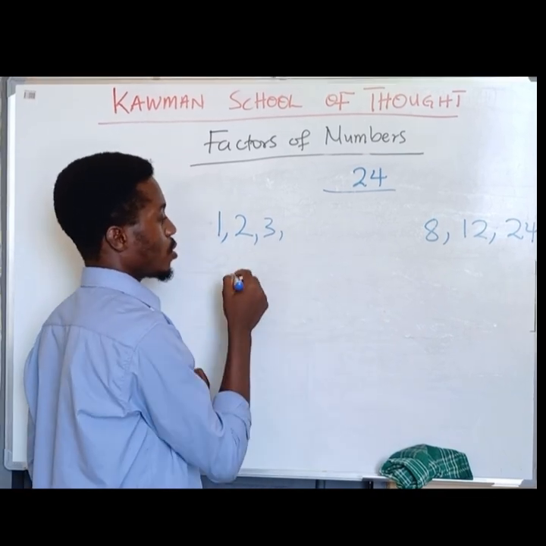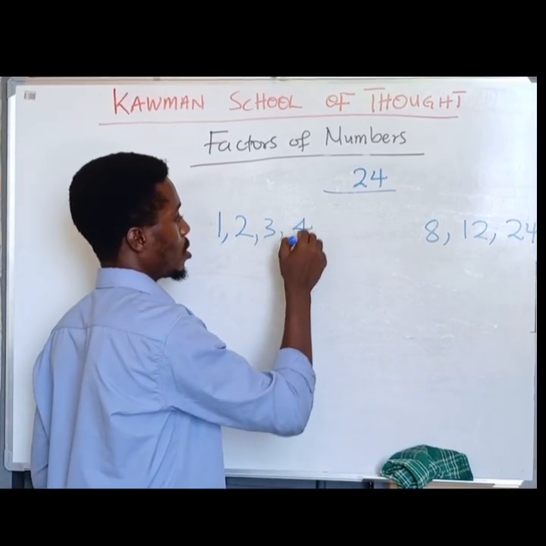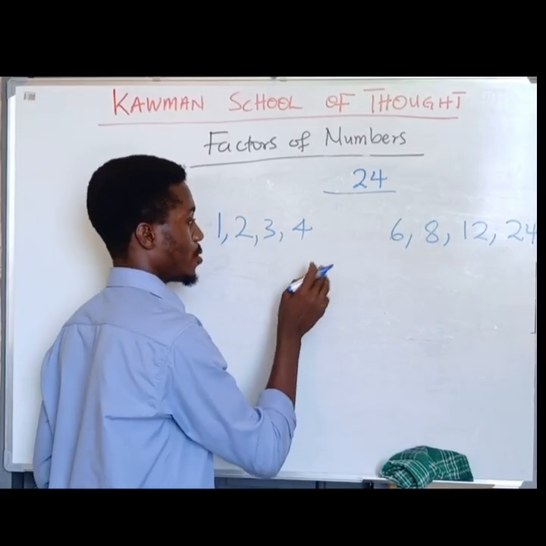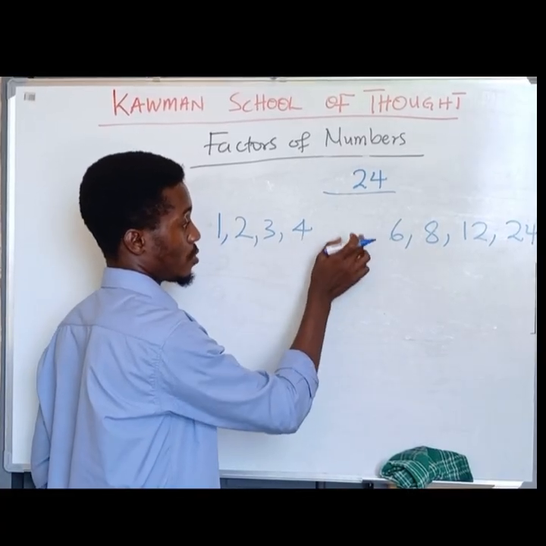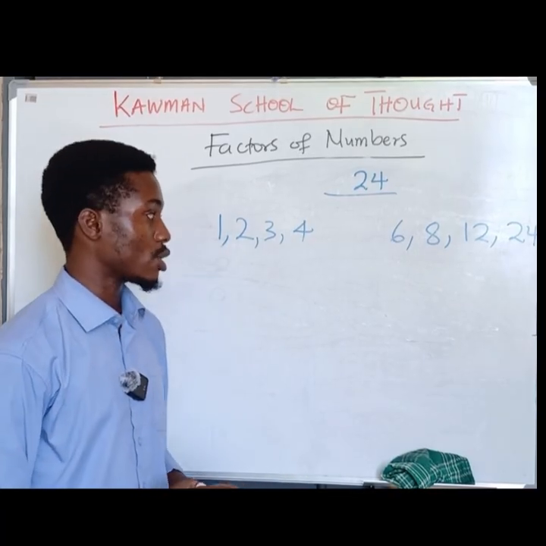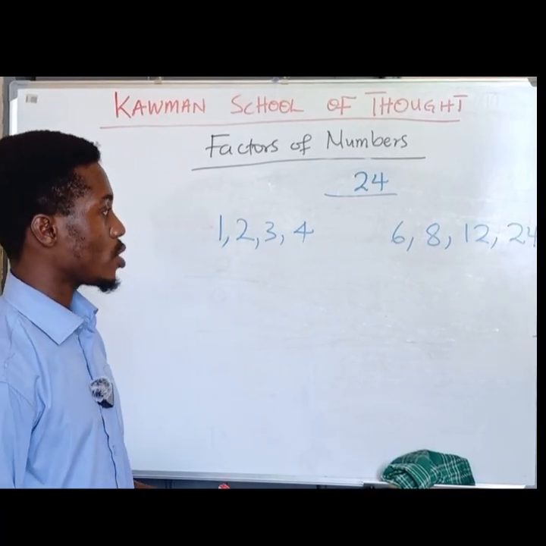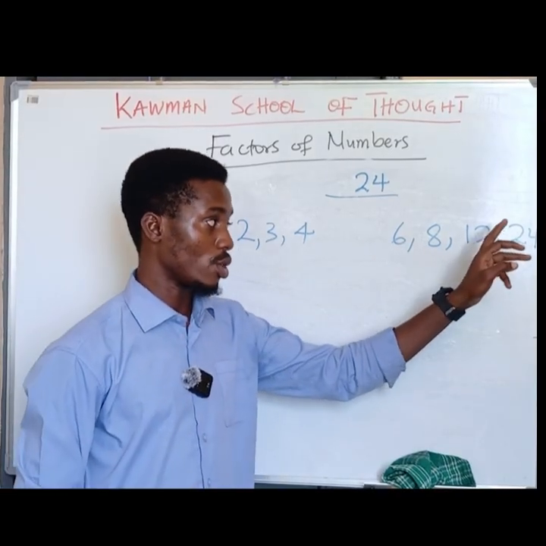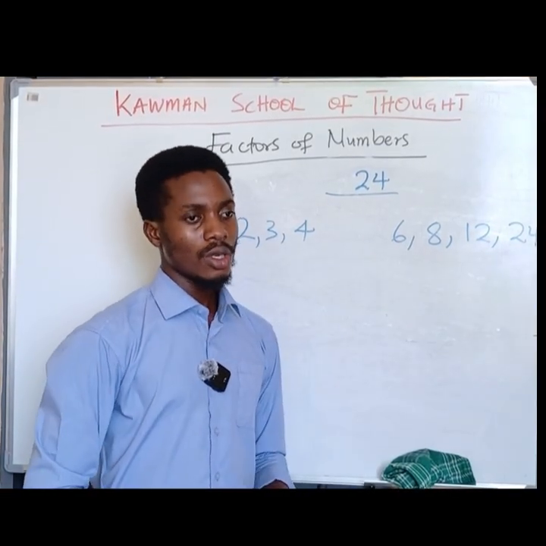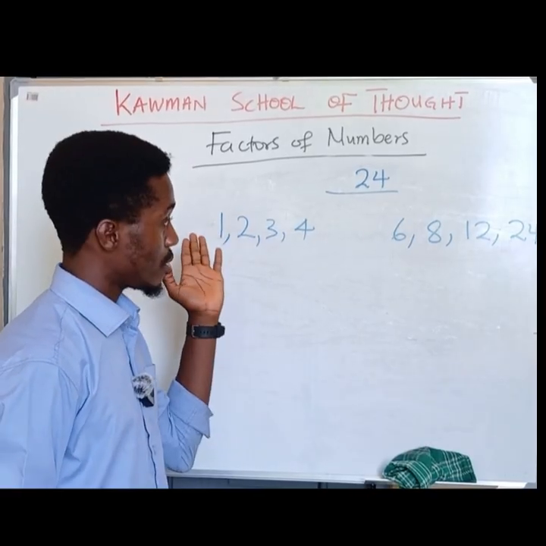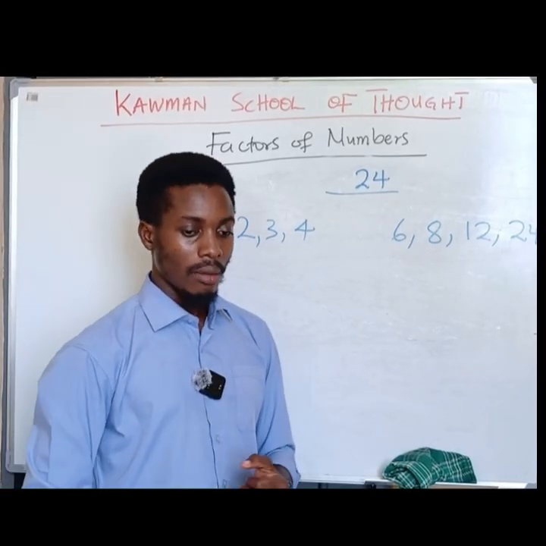Good. What about 4? So 4 times what number gives you 24? 4 times 6 is what? 24. The only number between 4 and 6 is what? 5, and 5 cannot divide 24. Therefore 5 is not included in the set of factors. So therefore the factors of 24 are 1, 2, 3, 4, 6, 8, 12 and what? 24. Good.